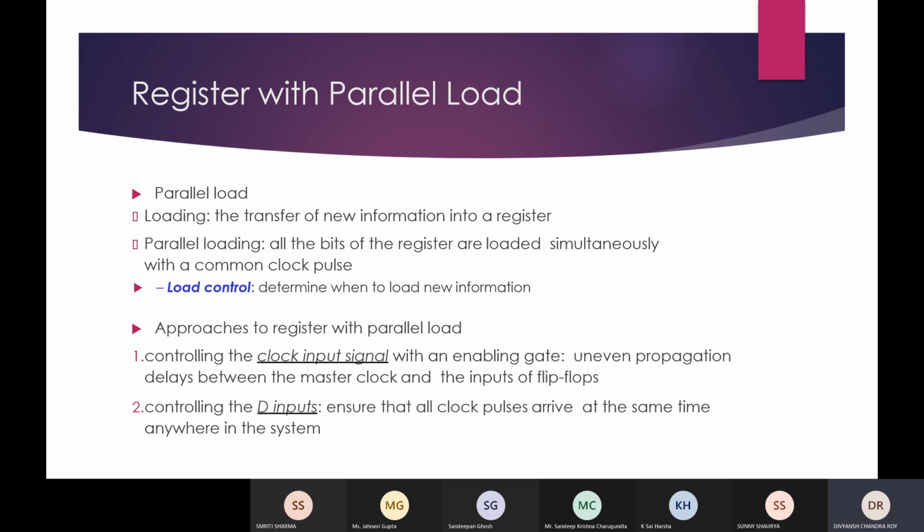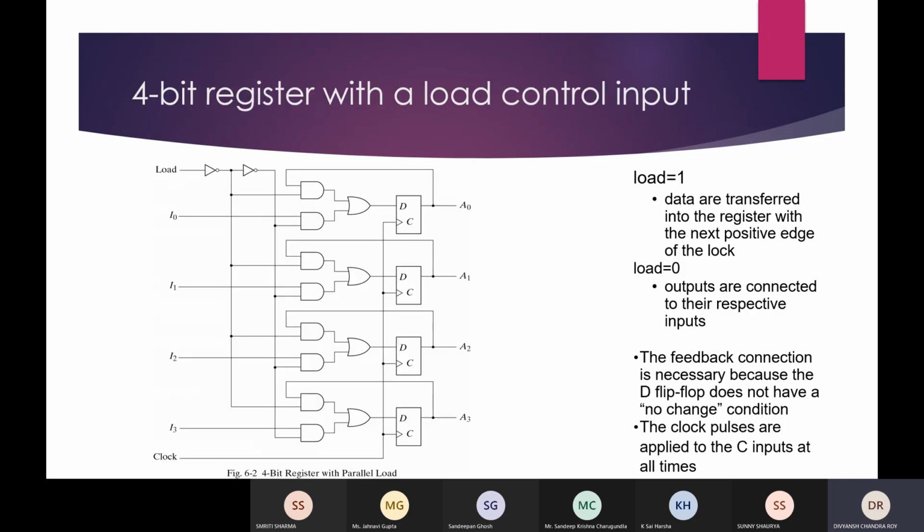Now the register with parallel load. Loading means the transfer of new data into the register, and parallel loading means that all the input data bits get loaded at the same clock edge. We can have two different methods for loading any new data into the register. One way is to control the clock signal via a gate, but this creates uneven propagation delay. Another way is to control the D inputs of the flip-flop. That will be cleared in the next diagram.